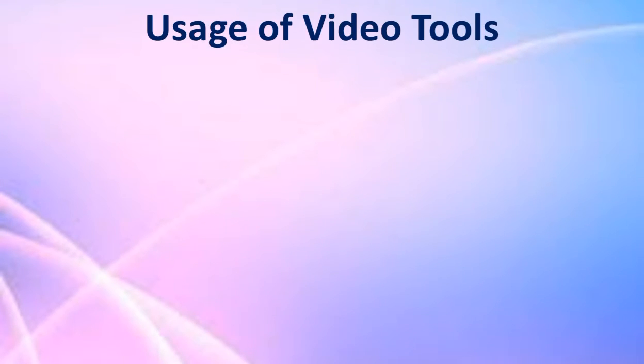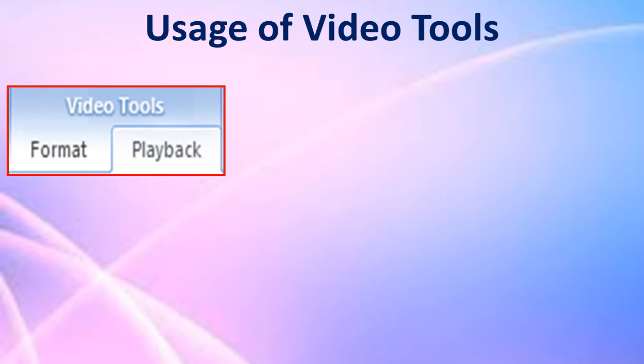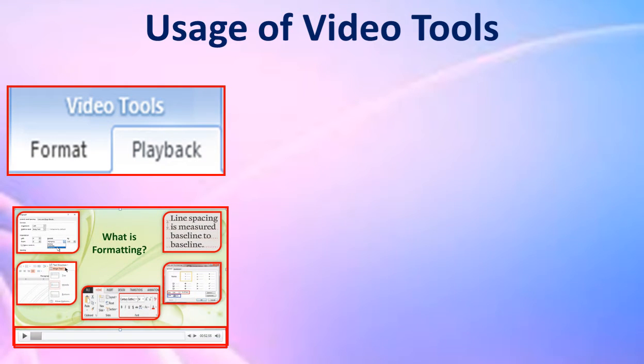We will now learn the usage of video tools. The format and the playback tabs appear whenever you click on the inserted video. You can format the inserted video by clicking on the format tab and selecting various formatting options from it. Click on the inserted video clip and select the play button. The video will start playing. The timeline next to the play button will begin to advance. Click anywhere on the timeline to jump to any specific part of the video.